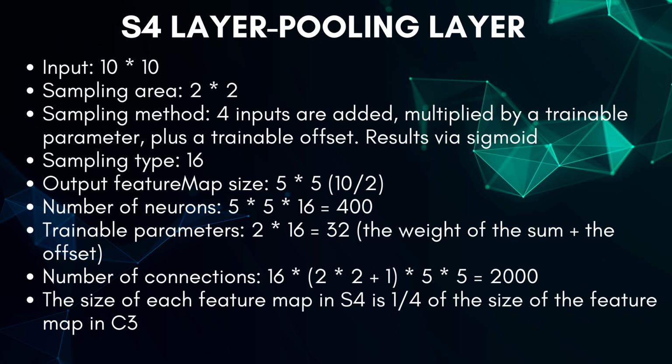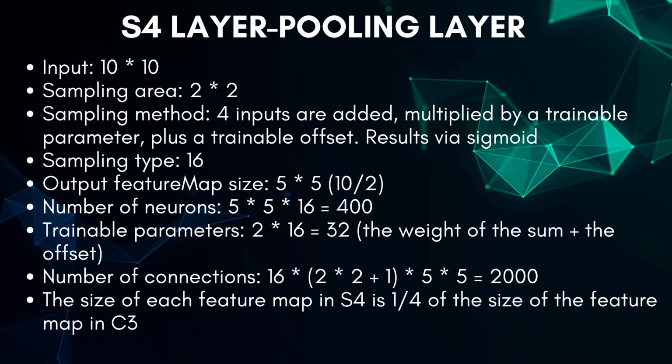In the S4 layer, pooling is performed by taking 4 inputs from each 2 times 2 area. These inputs are added together, multiplied by a trainable parameter, and a trainable offset is added. The output then goes through a sigmoid function for scaling. As a result of this pooling operation, the output feature map size becomes 5 times 5 pixels. This is calculated as 10 halved, effectively reducing the size while retaining important features.